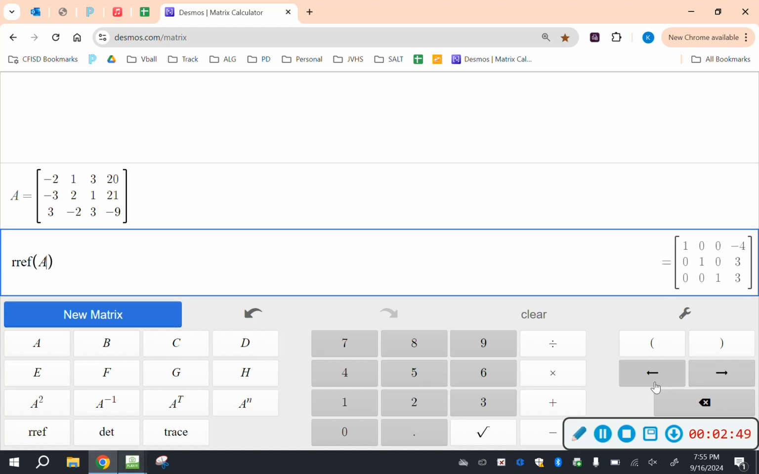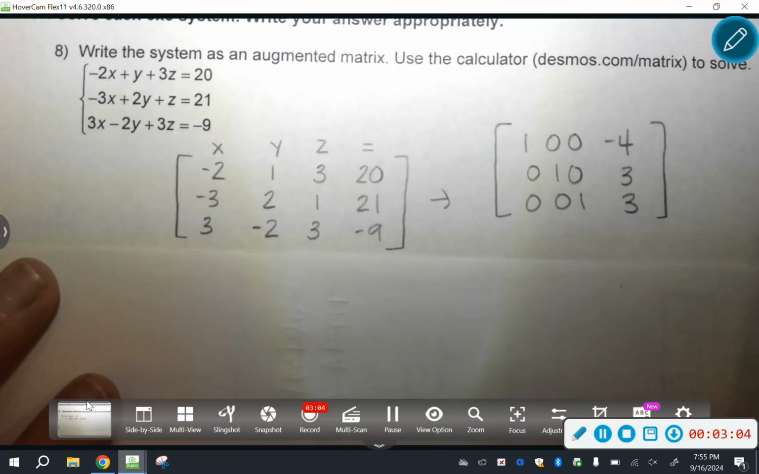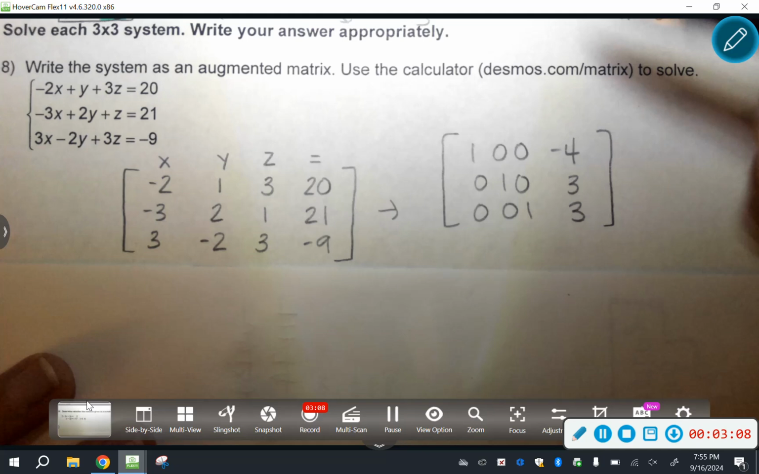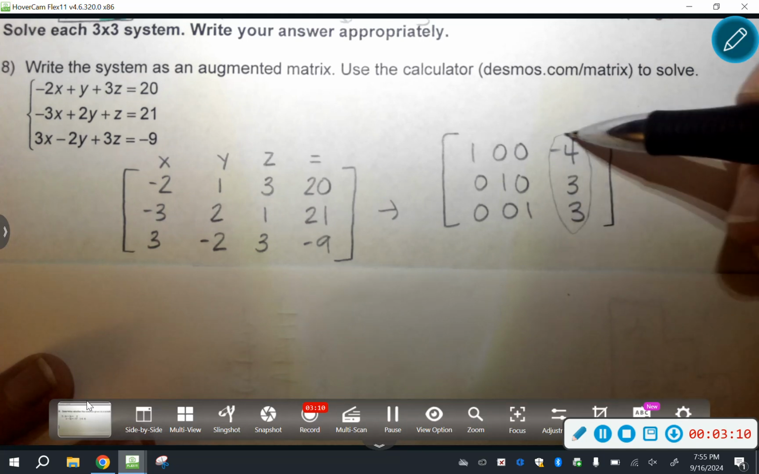You know you solved it right whenever you have your 1s going in a diagonal and 0s surrounding it. And then you need to make sure that you are reading your answer correctly. So for ours, let me go back. Okay, here's what the calculator gave me. Remember, your answer is over here in this last column.